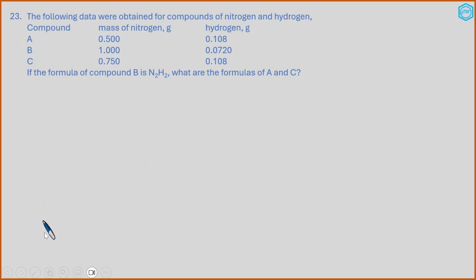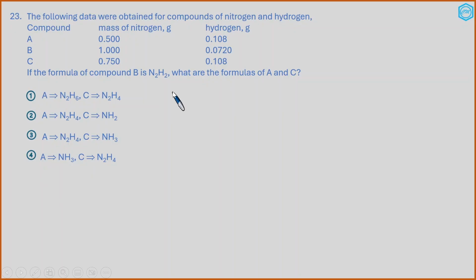Question 23. The following data were obtained for compounds of nitrogen and hydrogen. Compound A, mass of nitrogen 0.5 gram, hydrogen 0.18 gram. Compound B, 1 gram nitrogen, 0.0720 gram hydrogen. Compound C, 0.75 gram nitrogen, 0.108 gram hydrogen. If the formula of compound B is N2H2, what are the formulas of A and C? Option 1, option 2, option 3, and option 4.